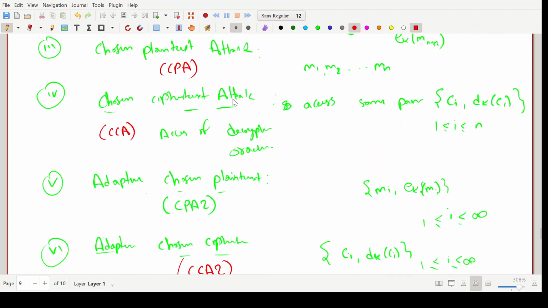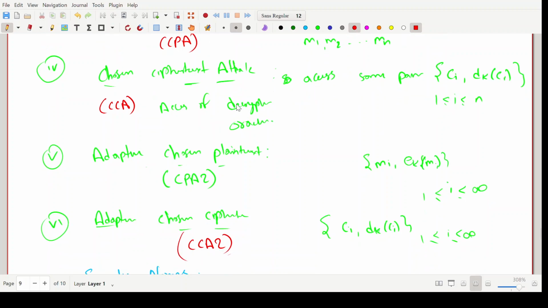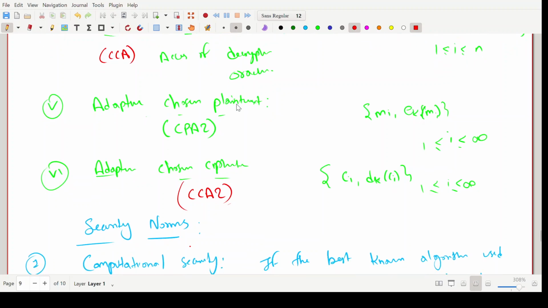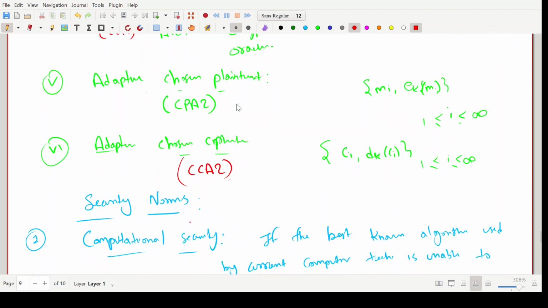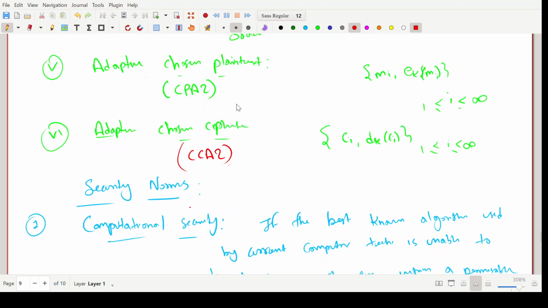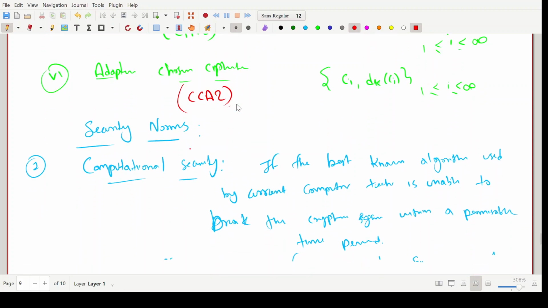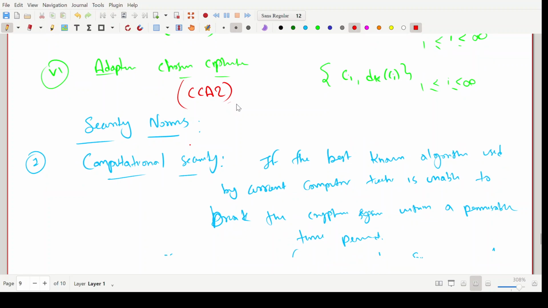Then chosen ciphertext attack: he has access to a decryption oracle for chosen ciphertexts, whatever ciphertext, but again it is finite. Adaptively chosen plain text means he can choose the plain text adaptively and get the ciphertext corresponding to that plain text. The same happens in the case of adaptively chosen ciphertext. He can adaptively choose the ciphertext and get the plain text.